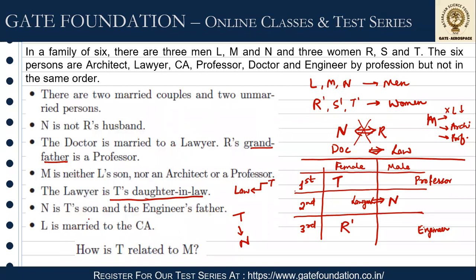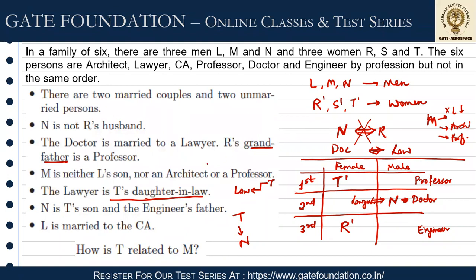Let's go back to the starting part. L is not R's husband, that is clear. R के husband नहीं है. Doctor is married to lawyer. So lawyer is not given. Okay, doctor is given. Right. So again, I'll go back to this part. That doctor is married to lawyer. So N is going to be a doctor. N is a doctor and is married to a lawyer.